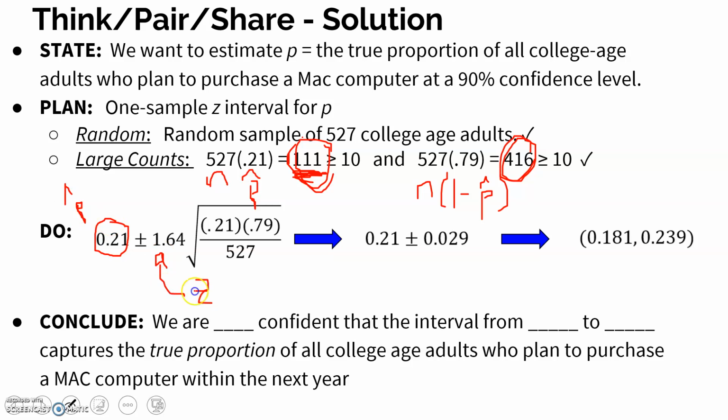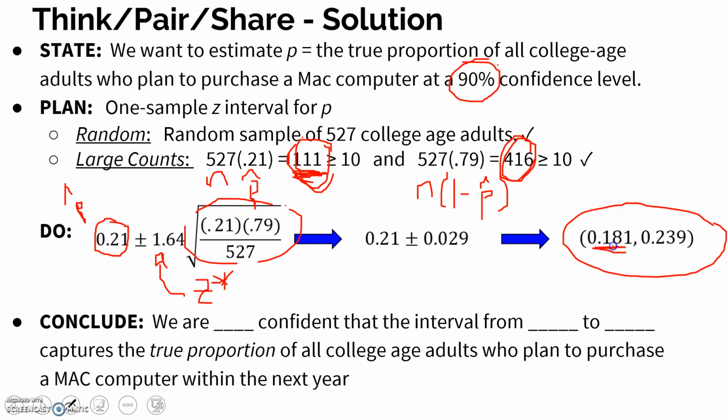Here's our z star value, and this would be using a 90% confidence level, which gives us 1.64 or 1.65, and you will end up getting your standard error. When everything's done correctly, you should end up with about 0.181 to 0.239. If your answer is slightly different due to rounding differences, it's not a big deal. If you're off by a tenth or a hundredth of a percent, it's not going to be that big of a deal.